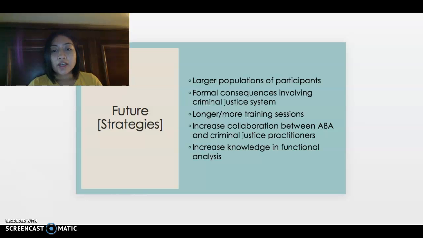And lastly, we have to increase our knowledge in functional analysis. Having a strong basis of understanding of functional analysis would allow the researchers and practitioners to provide the best ABA services and to be able to do effective research.